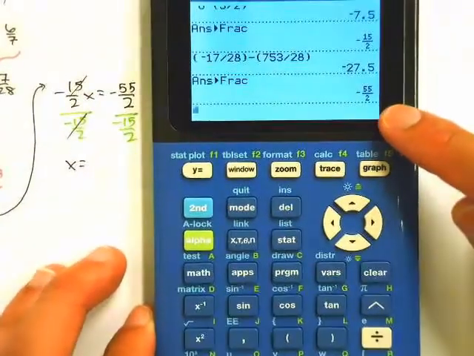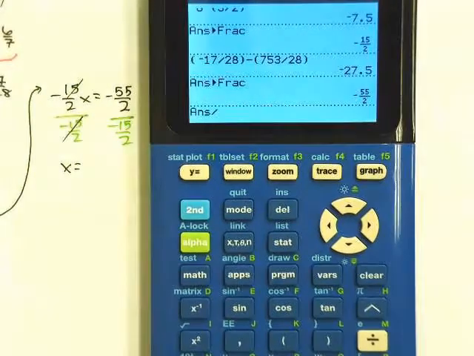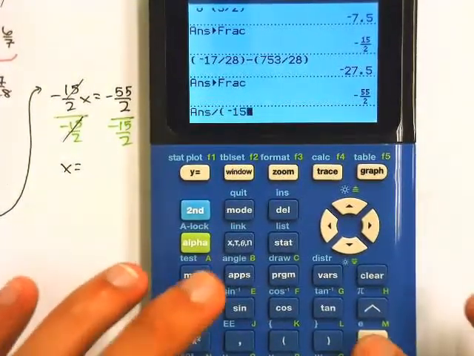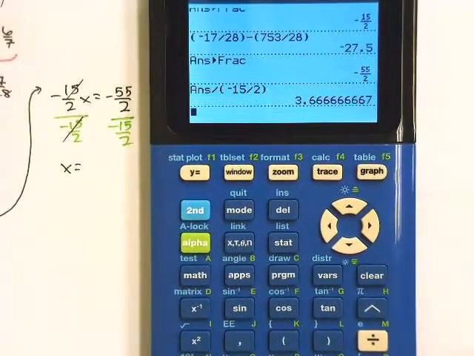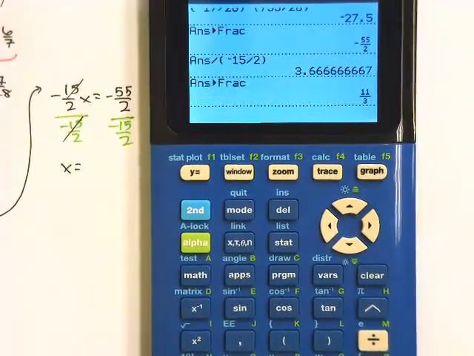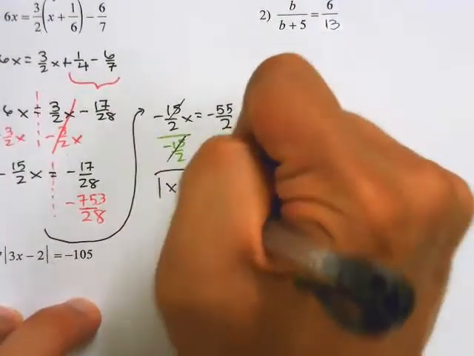Again, once you're coming off from this, you can just hit the division button. Then that way it brings over this answer bar over here. Close parentheses, negative 15 over 2. Open parentheses, close parentheses, 3.66 repeat, change that into a fraction, 11 over 3. I hope that's right. That's a good try.